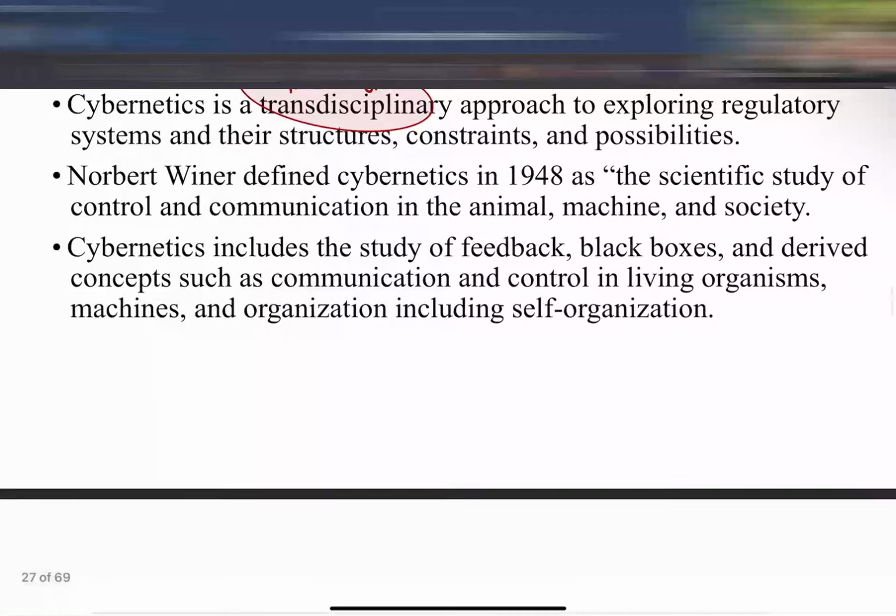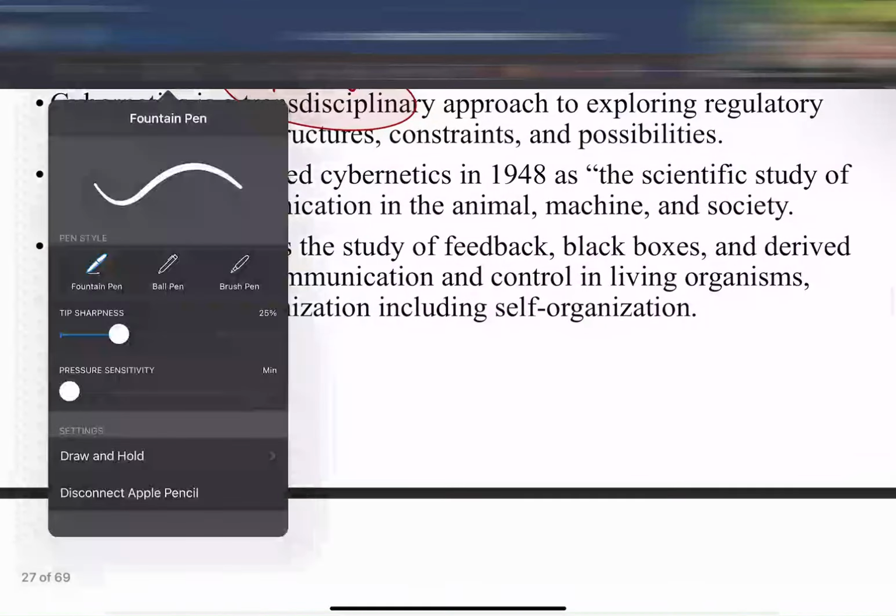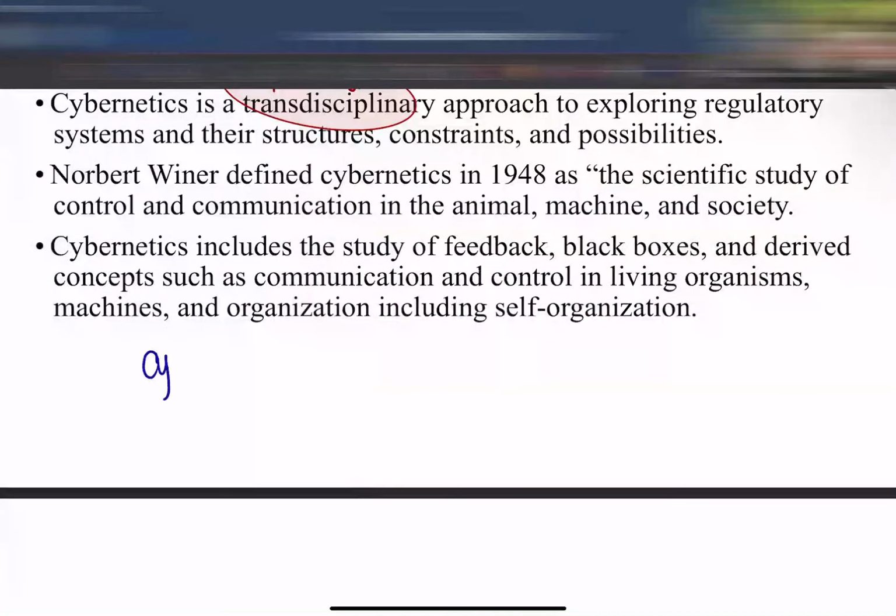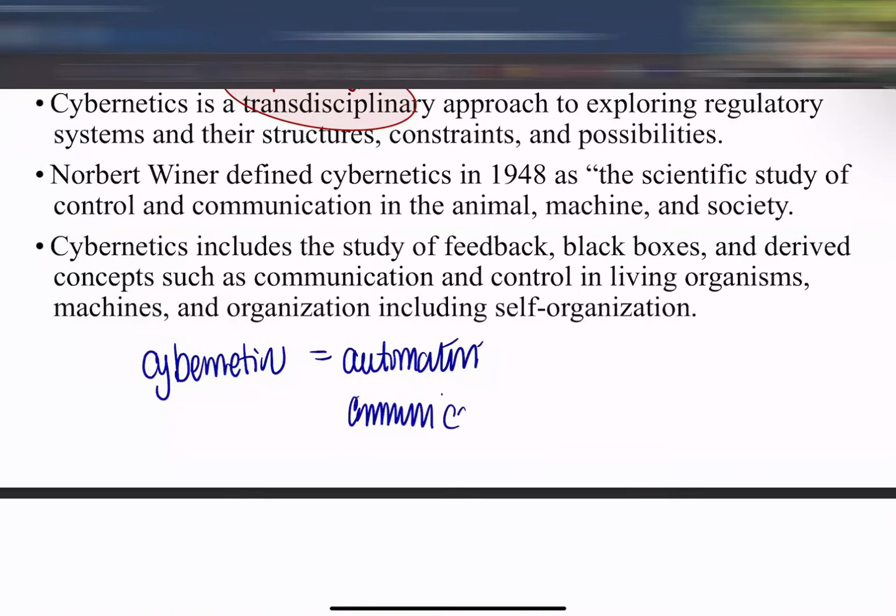Siguro the keyword that you would need to capture in cybernetics, for us to understand cybernetics, is the word automation. Class, the main concern talaga of cybernetics is your automation, and then your communication. Automation plus communication. Now, ano pong ibig sabihin dyan?